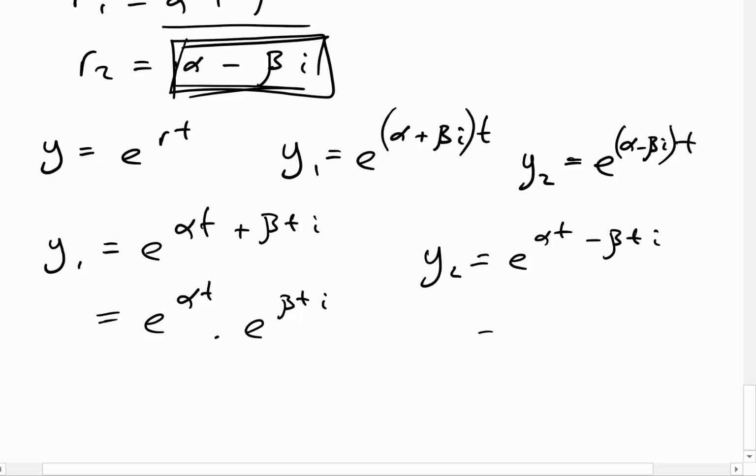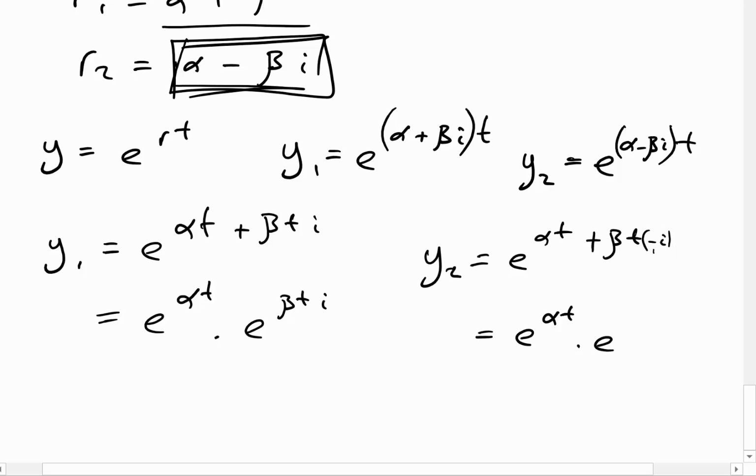I'm going to do the same thing for y2. This is going to be e to the alpha t. Now here I'm going to be a little bit sneaky. It's going to be e, but I'm going to make it minus i. So I'm going to change this to a plus and this to a minus i. So it's still going to be the same thing.